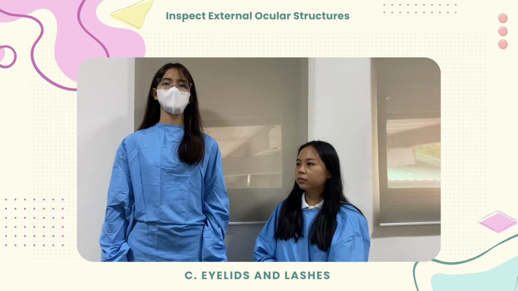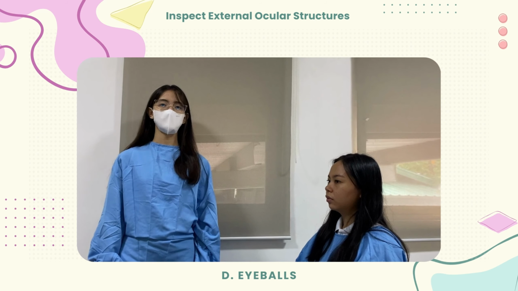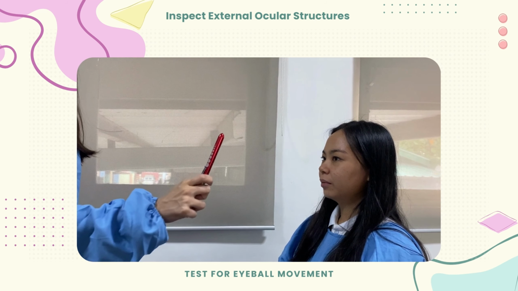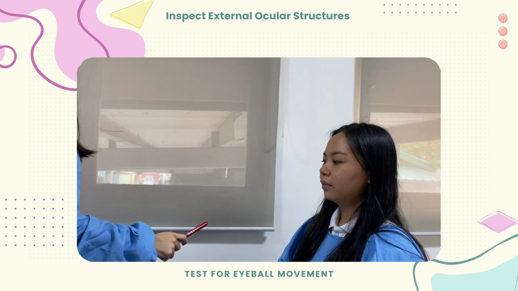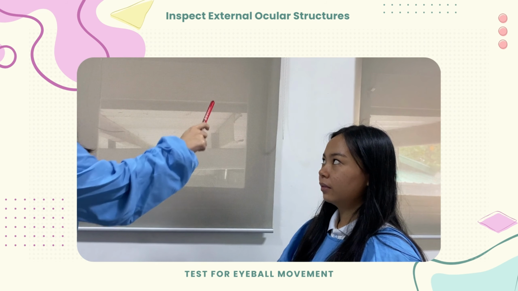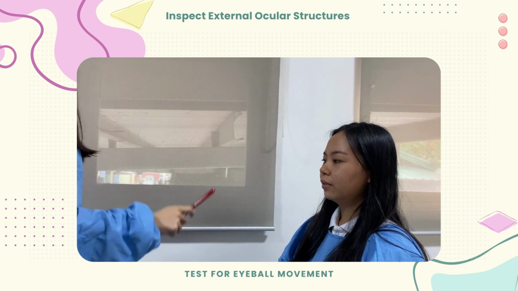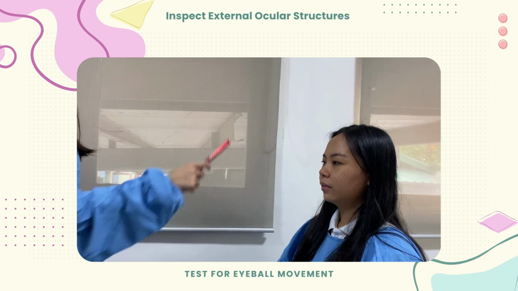Inspect eyelids and lashes. For the eyeballs, test for eyeball movement. Ask the patient to follow the object with his eyes without moving his head. The nurse moves the object to each of the 6 cardinal positions, returning to the midpoint after each movement.